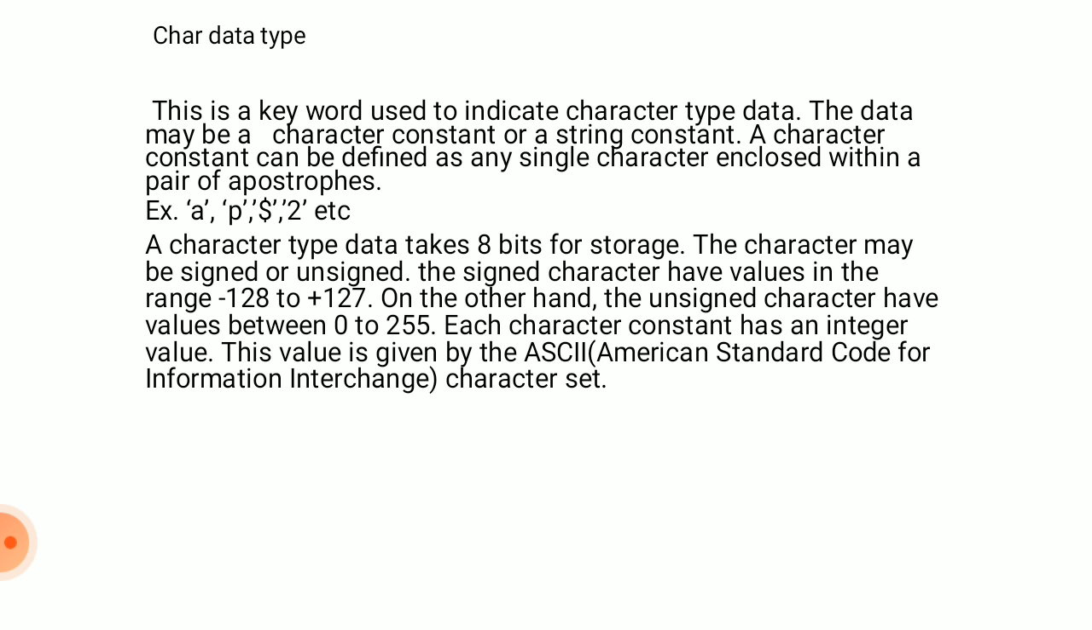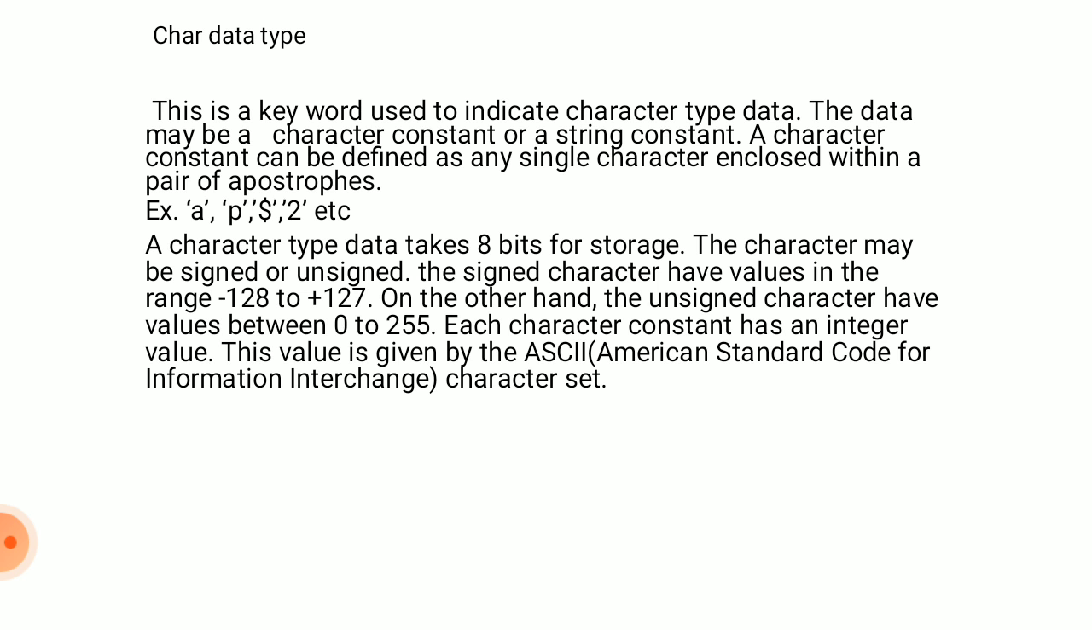The data may be a character constant or a string constant. Means whatever data you are manipulating or performing, that data may be a single character or a sequence of characters or a string. A character constant can be defined as any single character enclosed within a pair of apostrophes. Okay, if you are using only a single character, then it must be defined in a pair of single quotation marks or a pair of apostrophes, right?